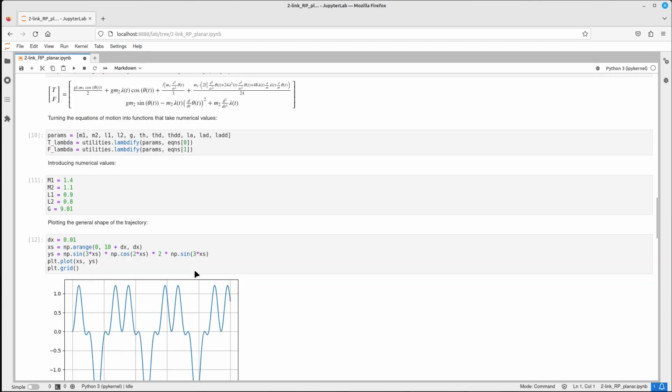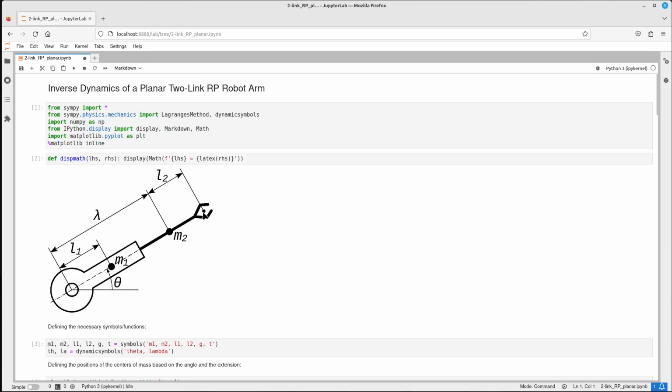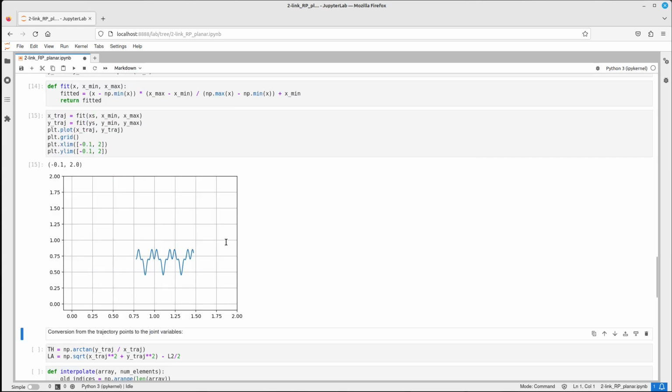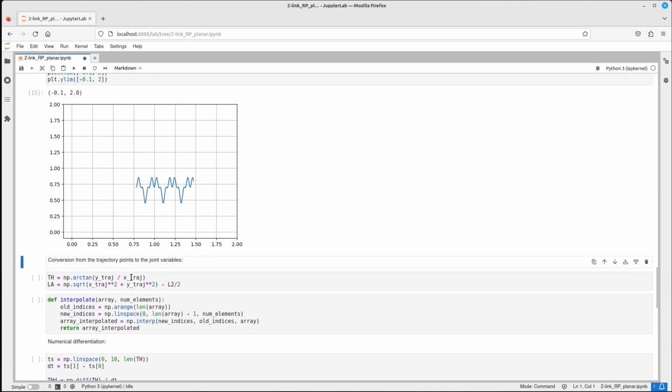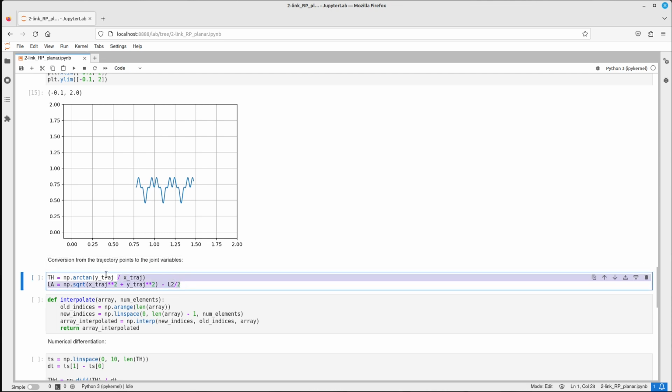Okay, but the trajectory specifies the consecutive positions of the tip of the last link. So we have to convert those positions to the joint variables. We have to perform some sort of conversion from the trajectory points to the joint variables. In this case, this is very simple. We're using some simple trigonometric relationships here to do that.